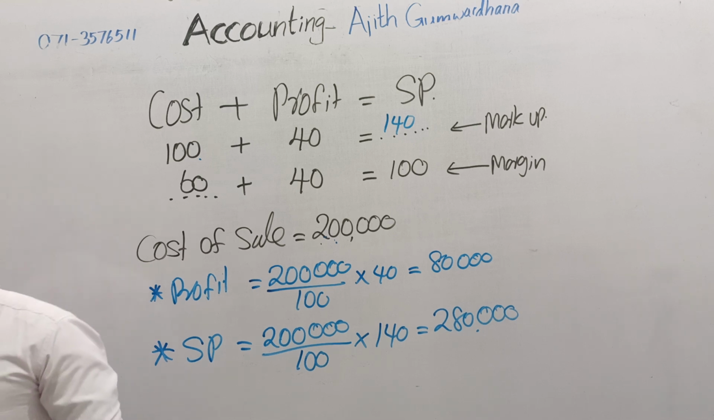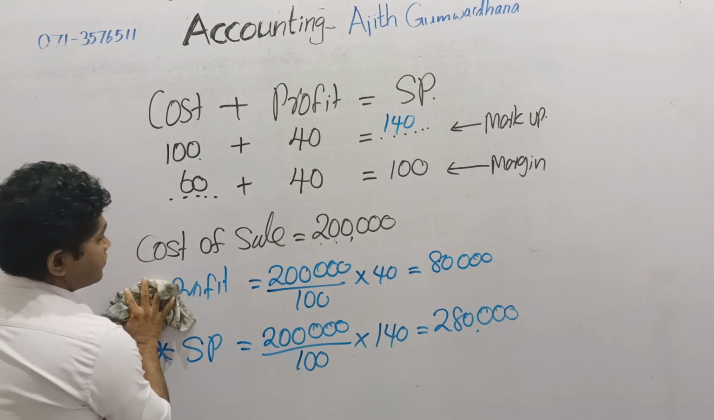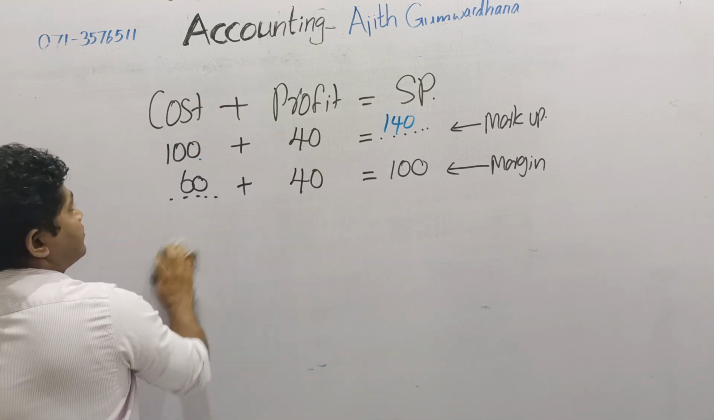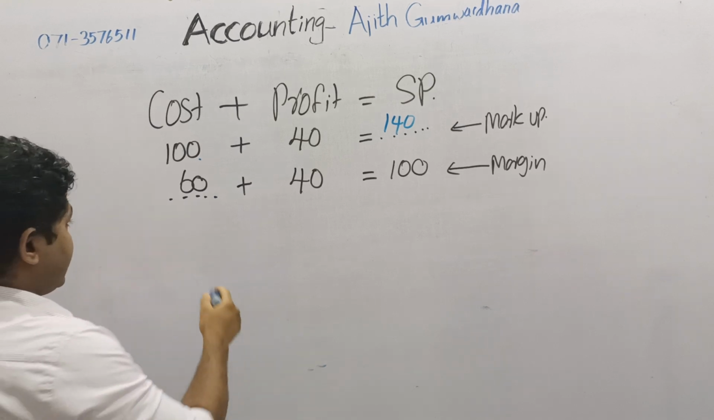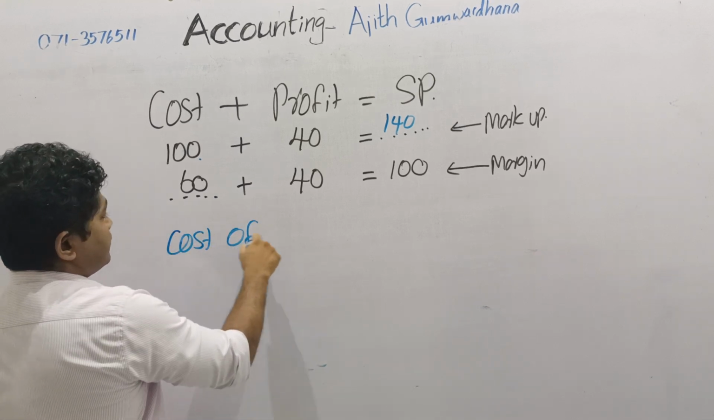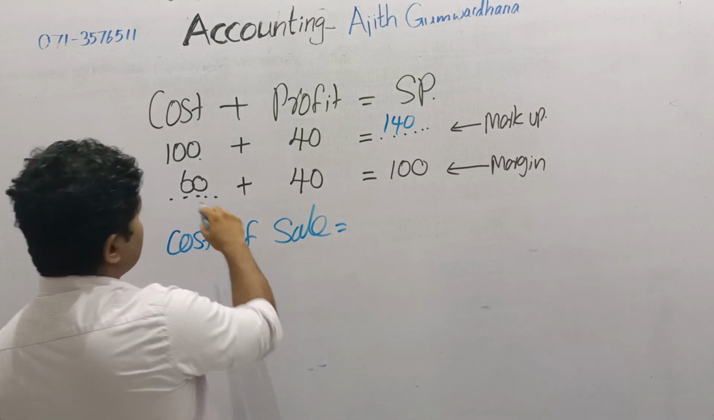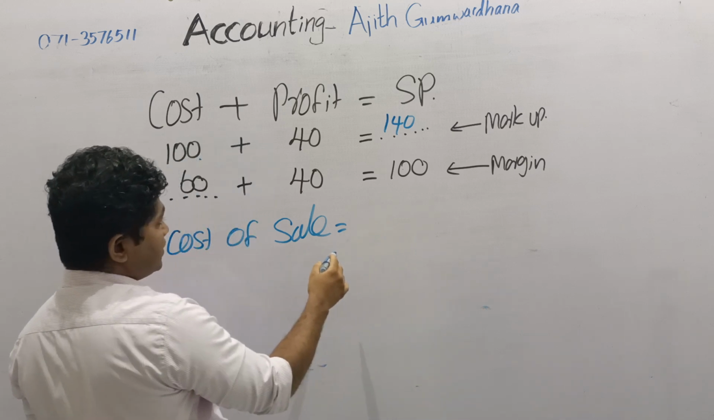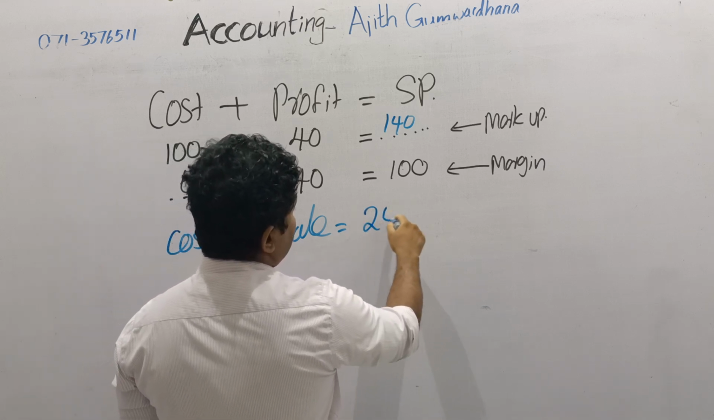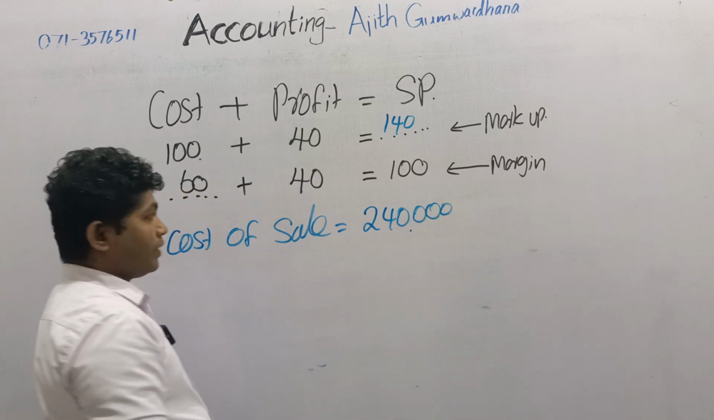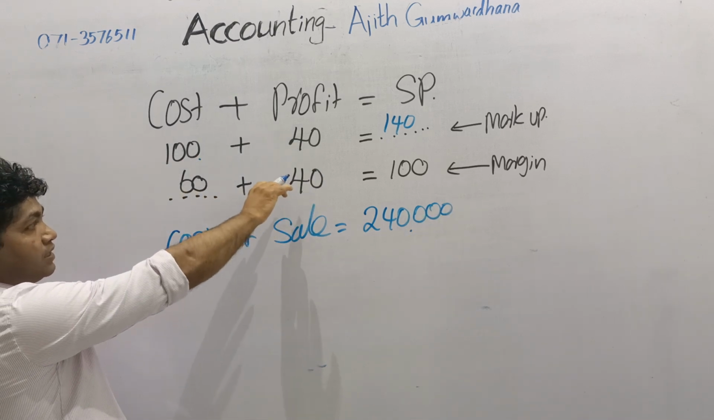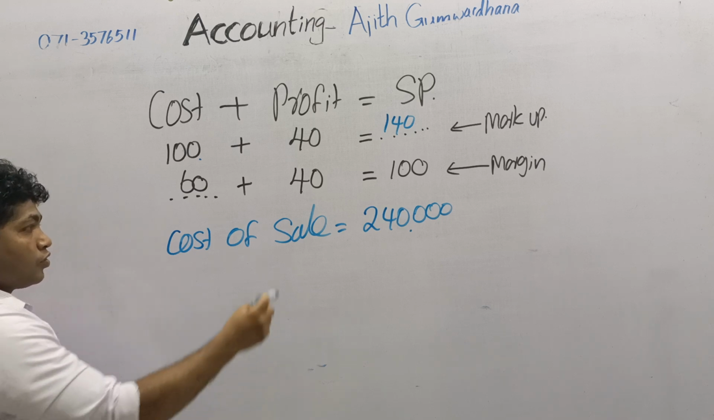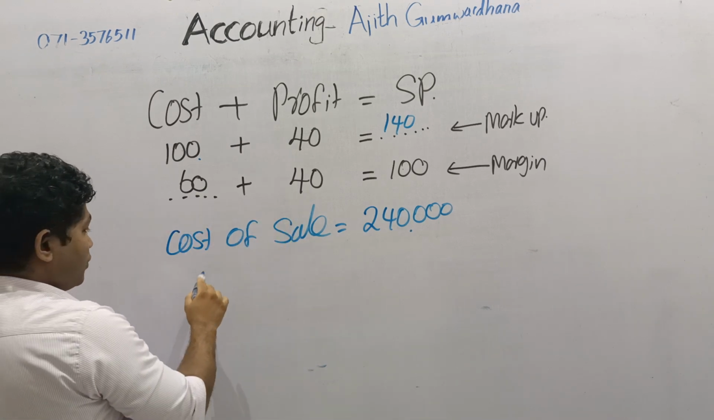And think margin also. If profit margin is given, think of this example. Cost value equals cost of sales. Now I'm going to discuss margin. Cost of sales is given as 204,000. Profit margin is given as 40%. Think cost value. Then can we calculate profit and selling price? Cost value equals cost of sales. Think how to calculate gross profit.